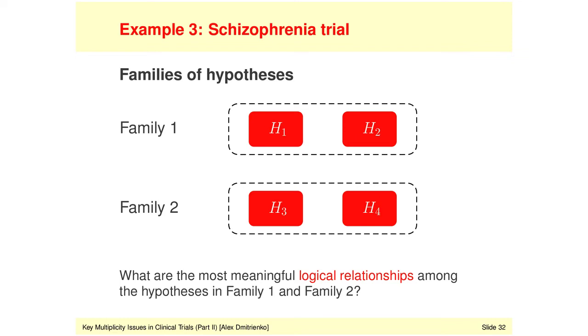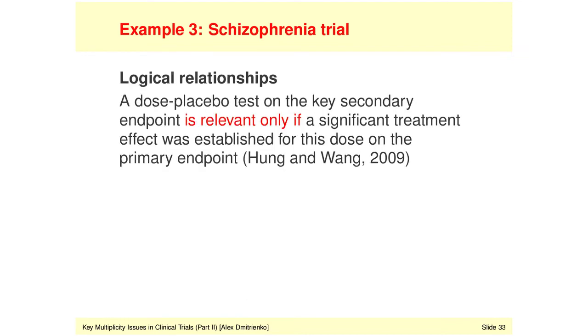And a closely related question is, what are the most meaningful logical relationships among the hypotheses in the primary and secondary family? To answer this question, it will be useful to think about clinically meaningful logical restrictions that are imposed on the individual hypotheses in similar two-dimensional multiplicity problems. There are several papers that discussed this topic, and here I would like to include a quote and a specific recommendation from a paper that was published in 2009.